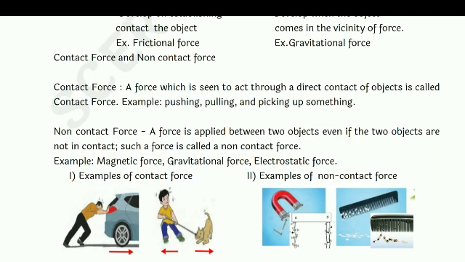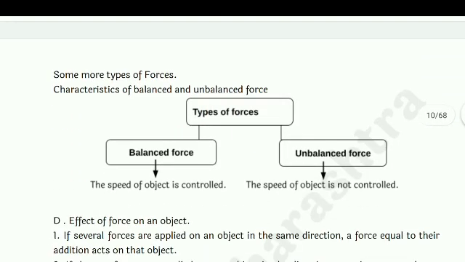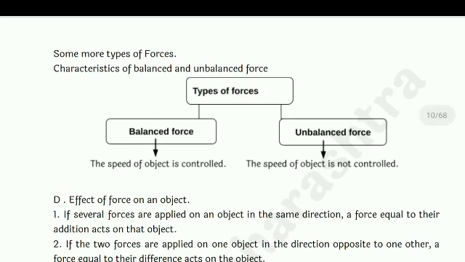Next example, pushing a dog or a boy, is contact force. Examples of non-contact force: the magnet attracts the nails and the nails are attracted to the magnet, and paper is attracted to the comb because of electrostatic and magnetic force. This is the non-contact example. Next, some more types of force: characteristics of balanced and unbalanced force.